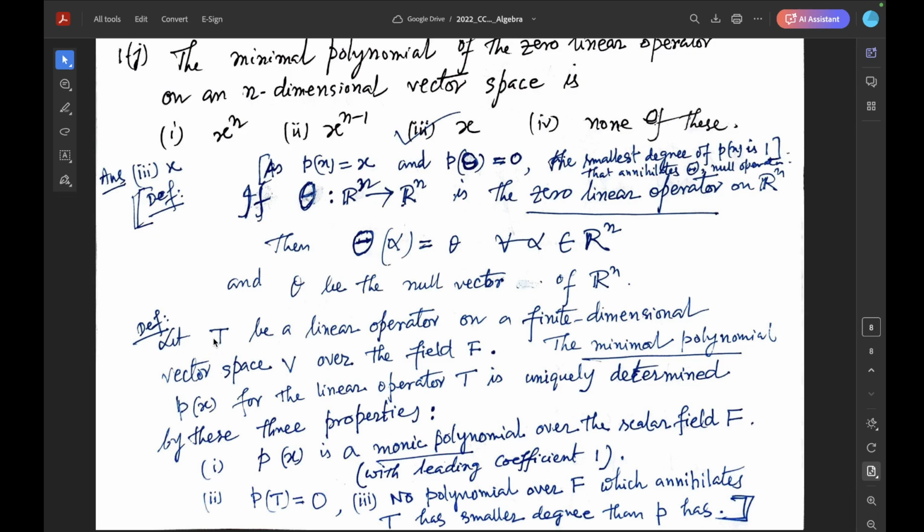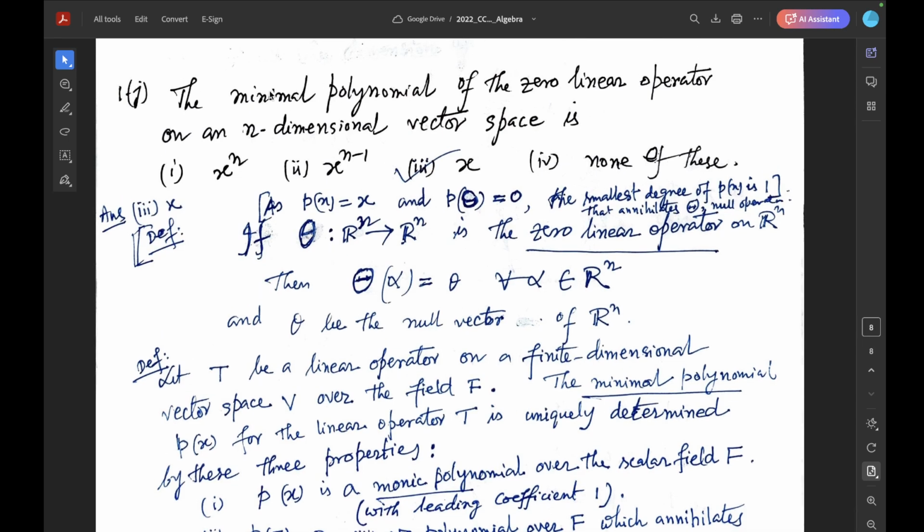And for the minimal polynomial: let T be a linear operator on a finite dimensional vector space V over the field F. The minimal polynomial p(x) for the linear operator T is uniquely determined by these three properties. Number 1, p(x) is a monic polynomial over the scalar field F with leading coefficient 1. Number 2, p(T) equals the null matrix; if we replace x by T, then p(T) equals null. Number 3, no polynomial over F which annihilates, that means vanishes, T has smaller degree than p has. Actually, this p(x) is the smallest degree polynomial such that p(T) equals null.